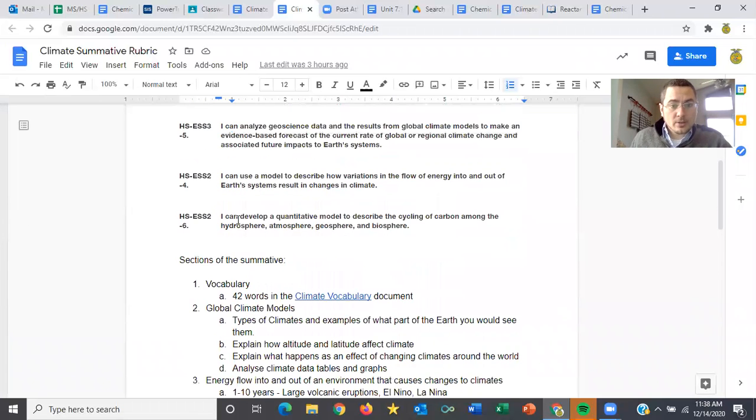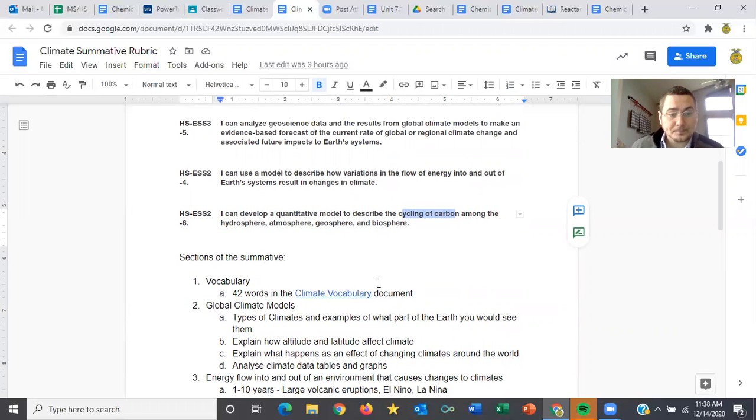Then our third learning target: I can develop a quantitative model to describe the cycling of carbon among the hydrosphere, atmosphere, geosphere, and biosphere. You need to understand what those four words mean and where they are on our planet. We talked about those in our second unit when we were talking about the Earth's structure. You need to know what those things are.